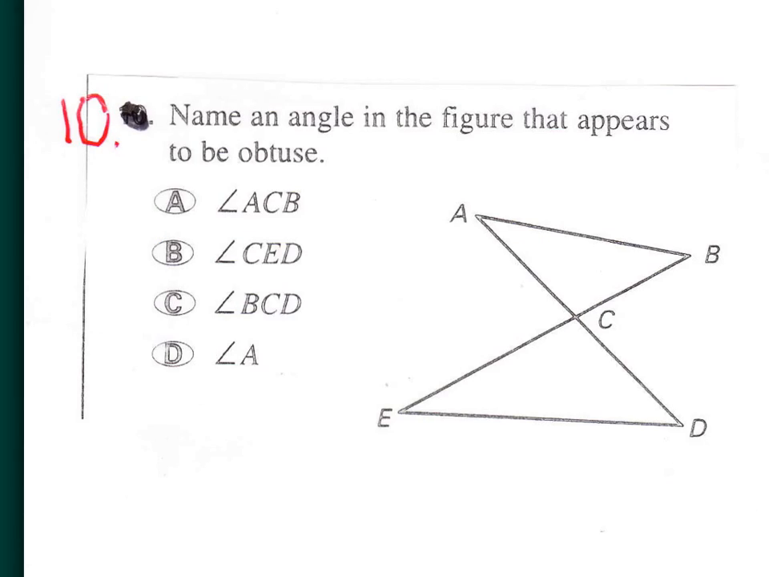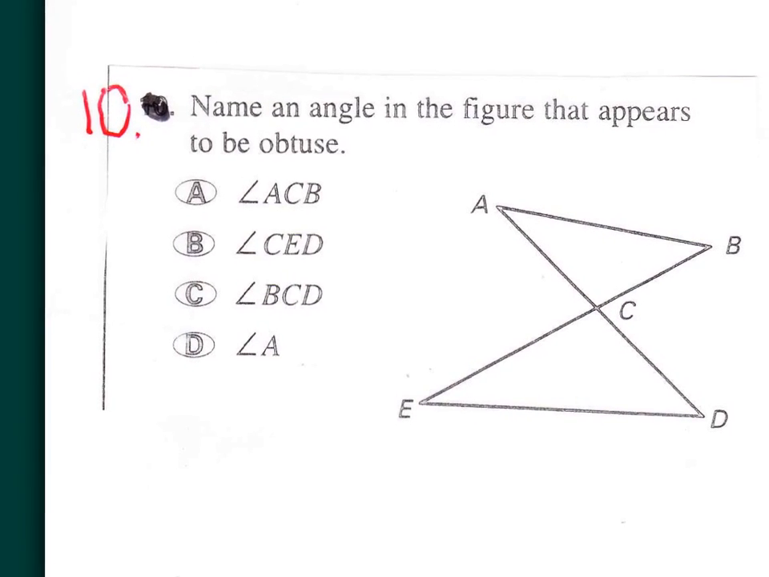Number 10. Name an angle in the figure that appears to be obtuse. Obtuse. Okay. So is it angle ACB? So that would be this one right here, ACB, this angle. Is it CED? So CED is right here.